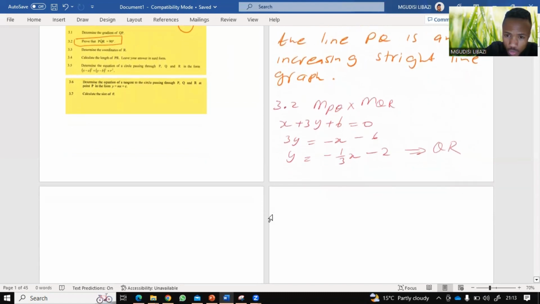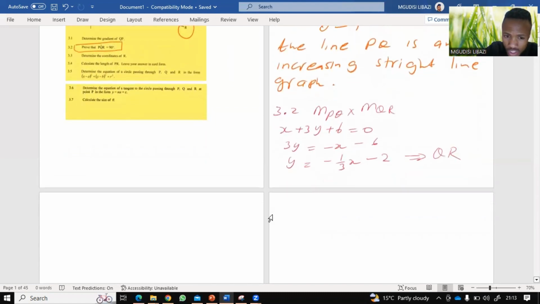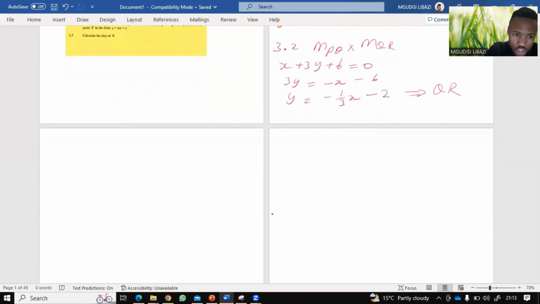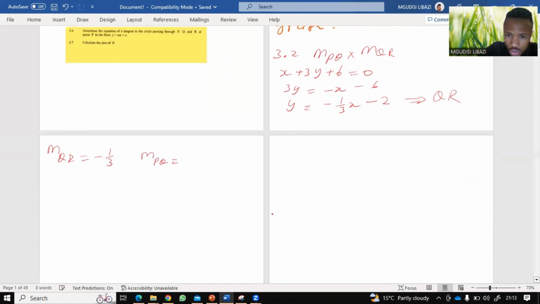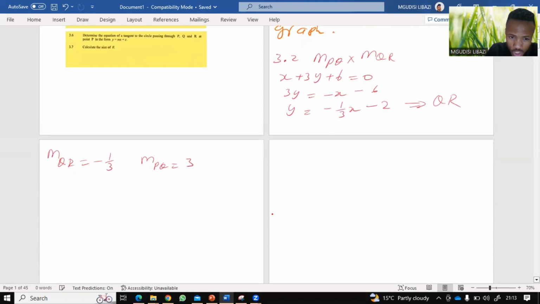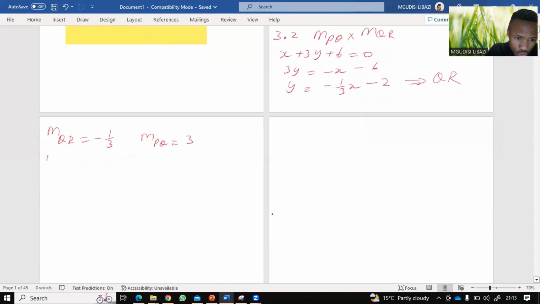So now we want to prove that those lines are perpendicular. So the gradient of QR is equal to negative 1 over 3. And then the gradient of PQ, which we have calculated before, was equal to 3. So we said mQR multiplied by mPQ is equal to negative 1 over 3 multiplied by 3, and this gives us, 3 cancels 3, we get negative 1.